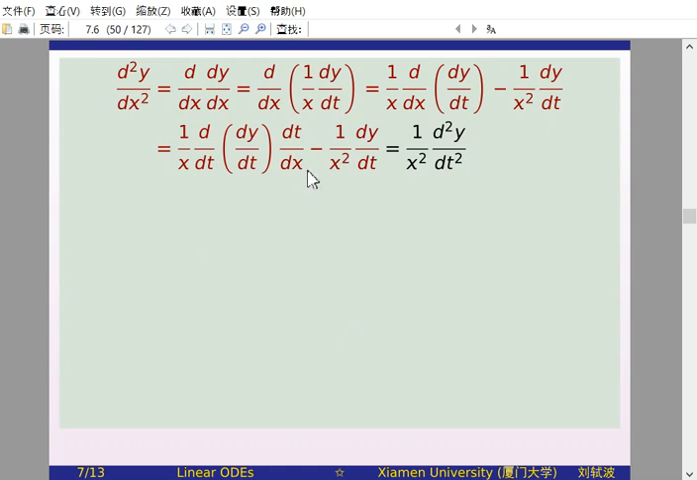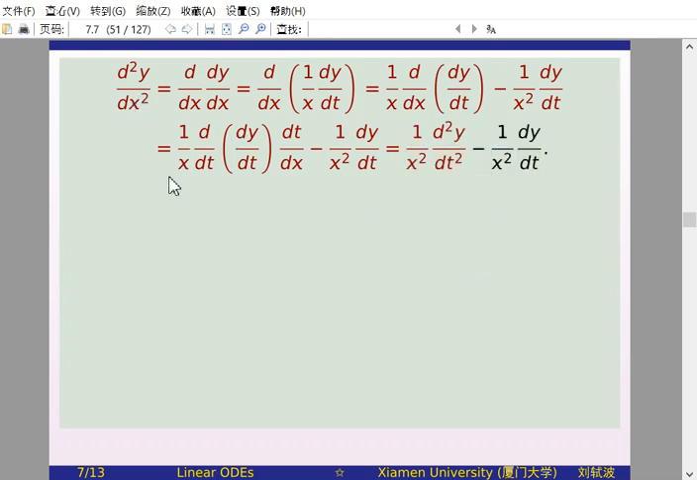So in conclusion, this is 1 over x squared times the second order derivative of y with respect to t, then minus 1 over x squared times dy/dt. So this is the expression of the second order derivative of y with respect to x.